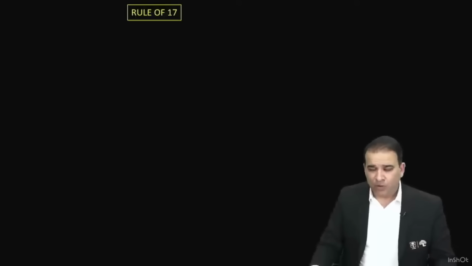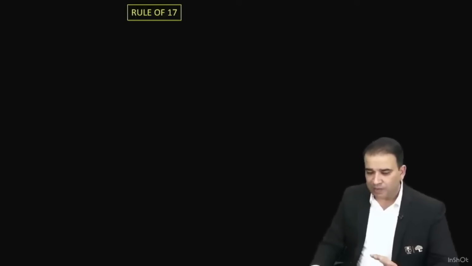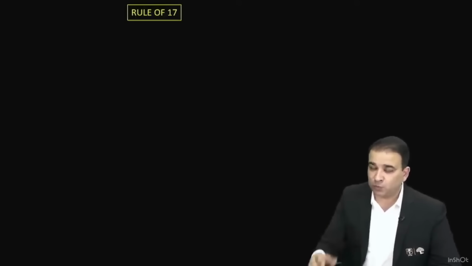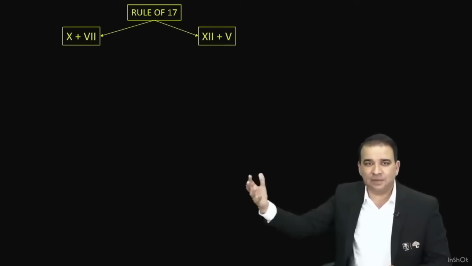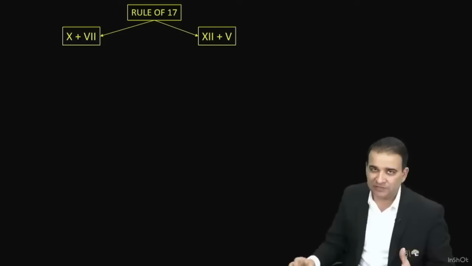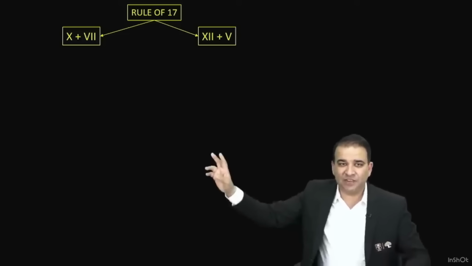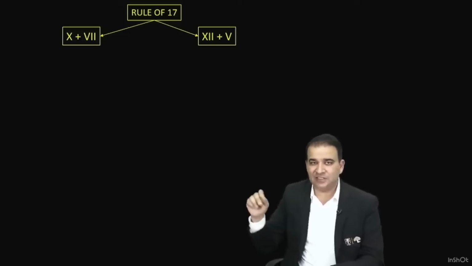Okay, now rule of 17. In cranial nerve injury, there is one very important rule, and some image-based questions are also asked here, guys. Rule of 17 says that you can write 17 as 10 plus 7, and 12 plus 5 is also 17. Now, 10th nerve and 7th nerve I have written together. The reason is 10th and 7th nerve have something in common.